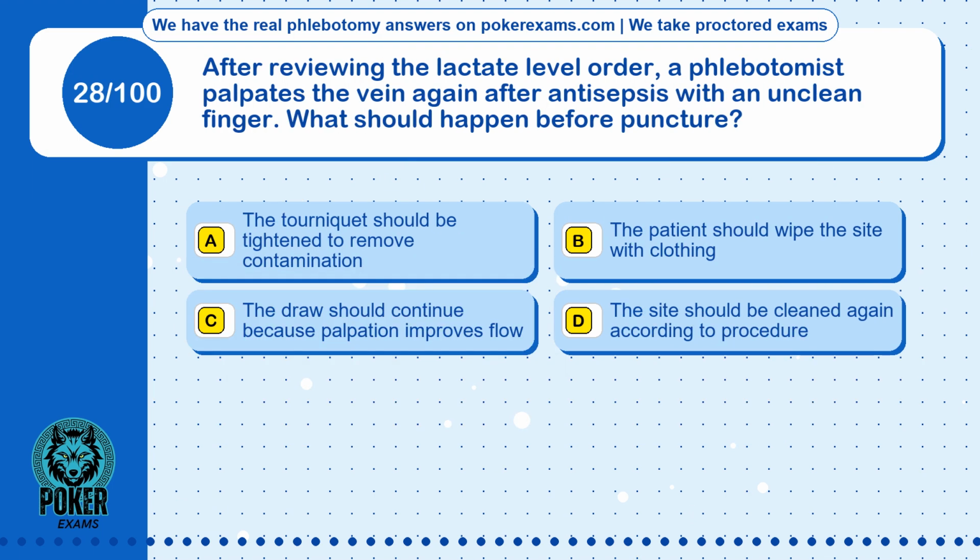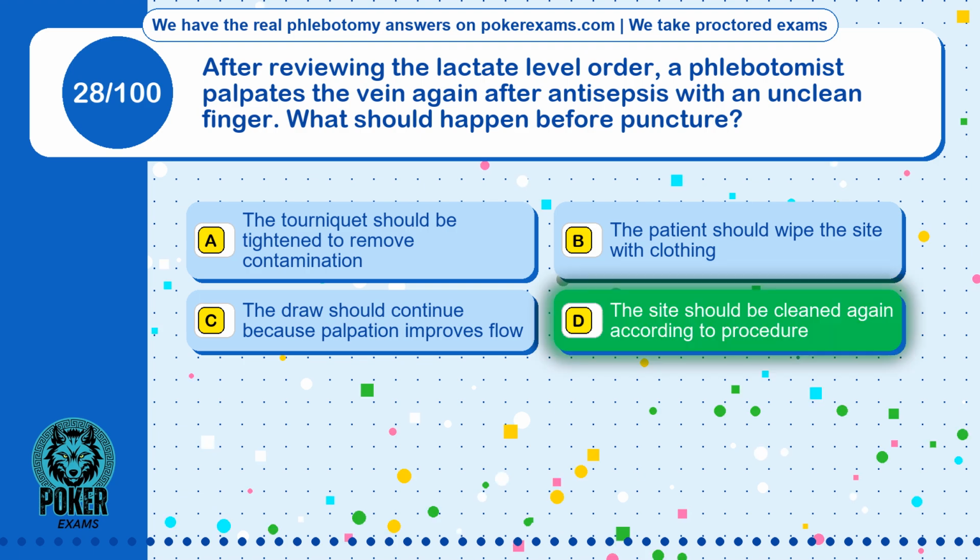Question 28. After reviewing the lactate level order, a phlebotomist palpates the vein again after antisepsis with an unclean finger. What should happen before puncture? Option A. The tourniquet should be tightened to remove contamination. Option B. The patient should wipe the site with clothing. Option C. The draw should continue because palpation improves flow. Option D. The site should be cleaned again according to procedure.